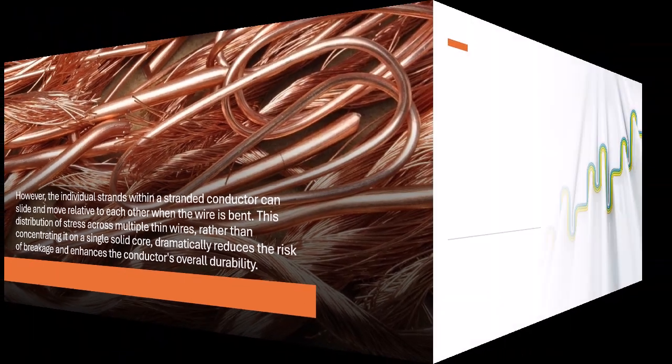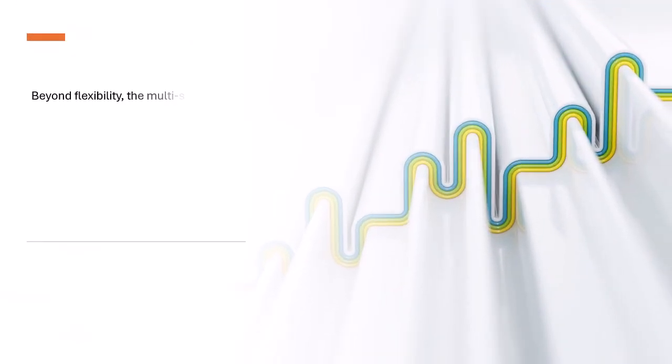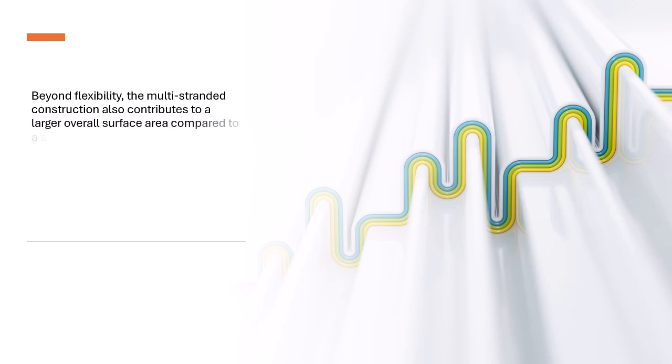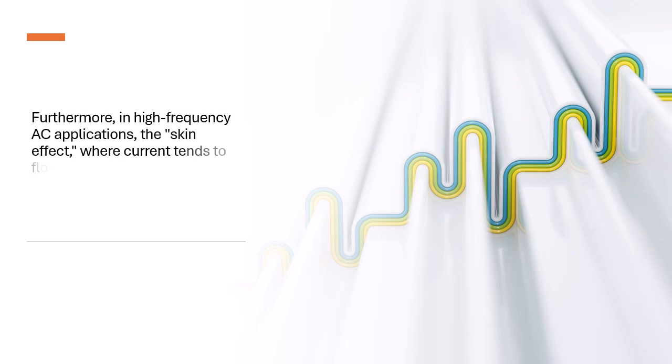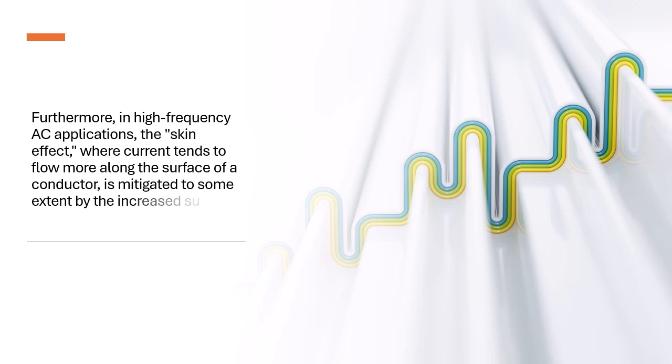Beyond flexibility, the multi-stranded construction also contributes to a larger overall surface area compared to a solid wire of the same cross-sectional area. This increased surface area can offer benefits in specific scenarios. For instance, it can aid in more efficient heat dissipation, preventing the conductor from overheating under load. Furthermore, in high-frequency AC applications, the skin effect, where current tends to flow more along the surface of a conductor, is mitigated to some extent by the increased surface area of a stranded wire.